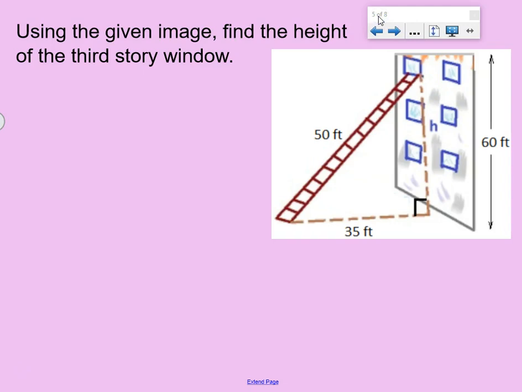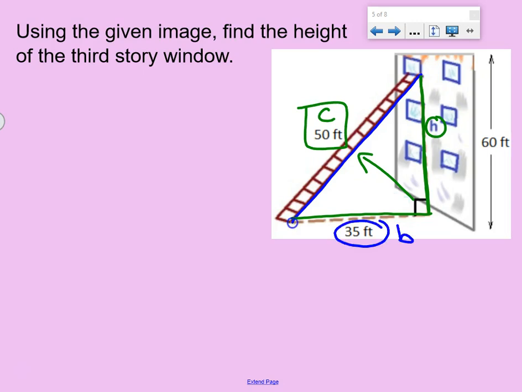Next example, using the given image, find the height of the 3rd story window. So we have our ladder here, which is 50 feet long. It's 35 feet away from the building, and we want to know what is the height here. What is this length right here? So first off, let's label our sides as A, B, and C. Start by that C. It's across from the right angle, so 50 is going to be our C, our hypotenuse. 35 we could say is our B, and H we can say is A.